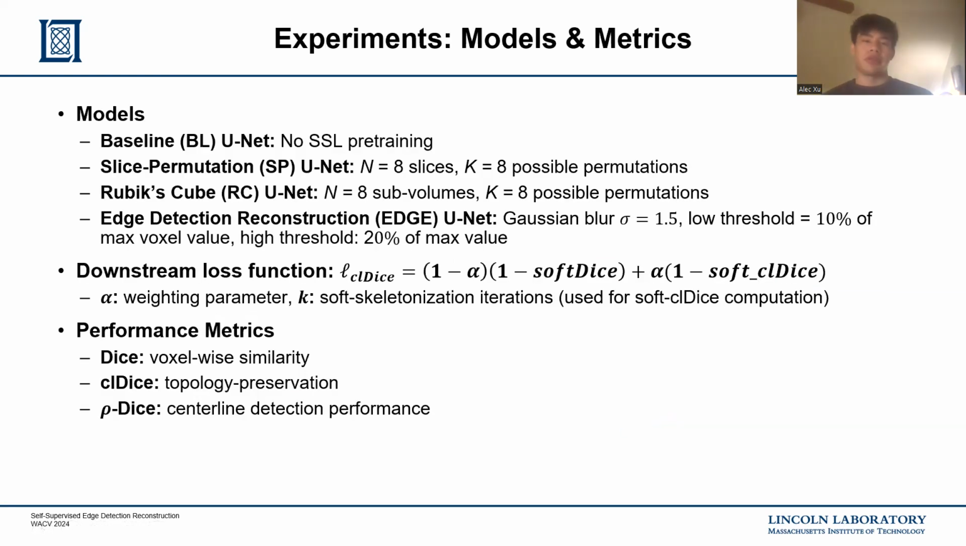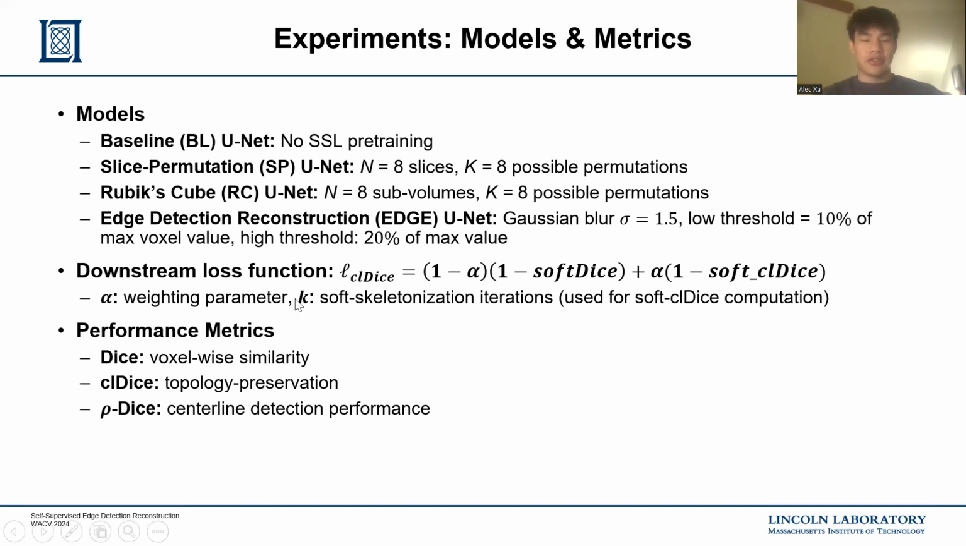So in our experiments, we wanted to investigate how effective each of these SSL tasks were for improving axon tracing performance. And so we have 3 different types of models, each of them SSL pre-trained on each of the tasks, and then a 4th model where there was no SSL pre-training involved. And we call this one simply the baseline model.